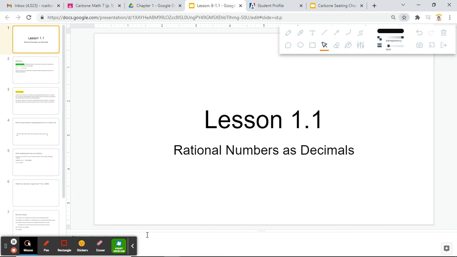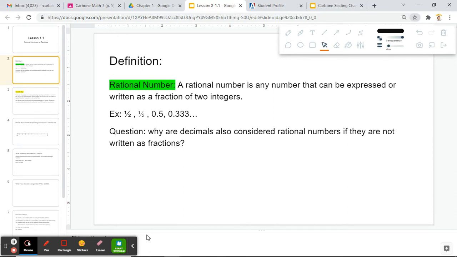Hello, class. Today we're starting chapter 1, and we're going to be going over rational numbers as decimals here in lesson 1.1. So, as always, we got some definitions for us here. A rational number is any number that can be written or expressed as a fraction of two integers. So, obviously, things that are rational numbers are fractions themselves, such as 1/2 or 1/5.